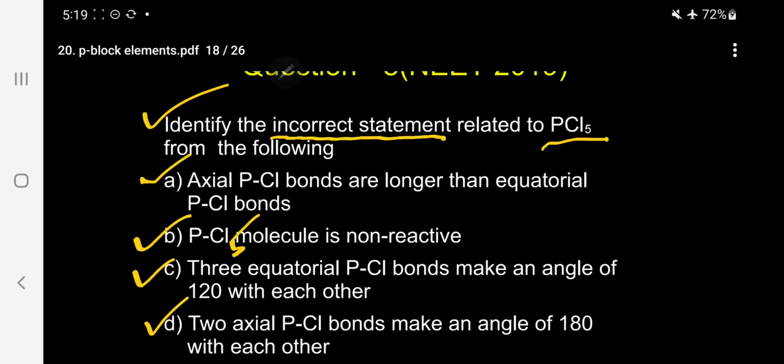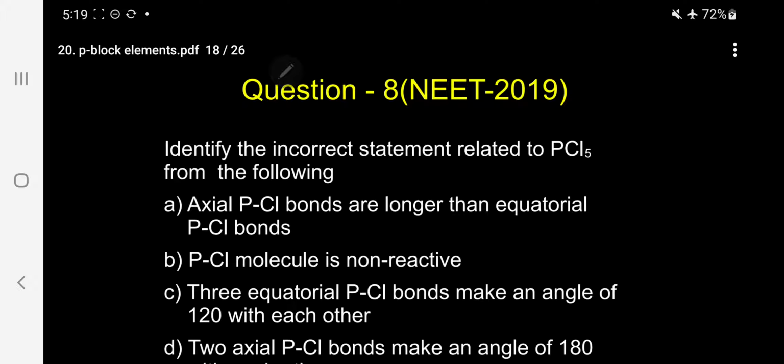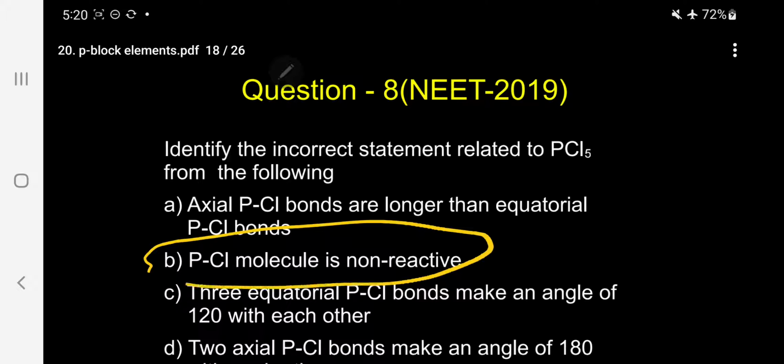The interesting information here is that B, PCl5 molecule is non-reactive, is the incorrect statement. It is a very reactive molecule. It reacts with alcohols, acids, and a number of organic compounds, converting them to the corresponding halides: ethyl alcohol to ethyl chloride, acetic acid to acetyl chloride, etc. It is a powerful reagent. So this is the incorrect statement.